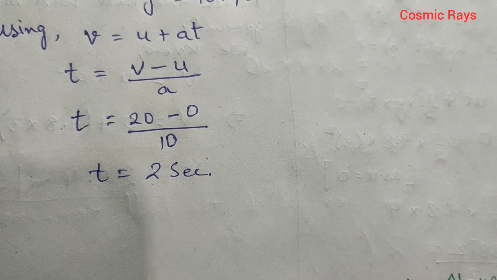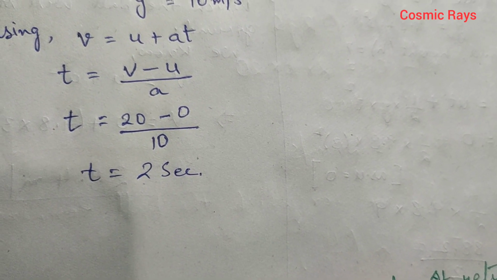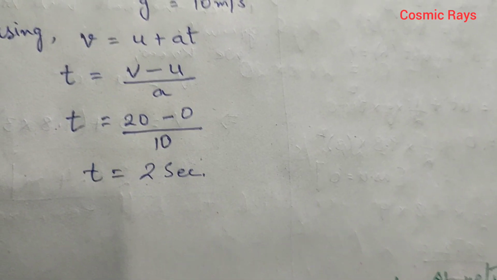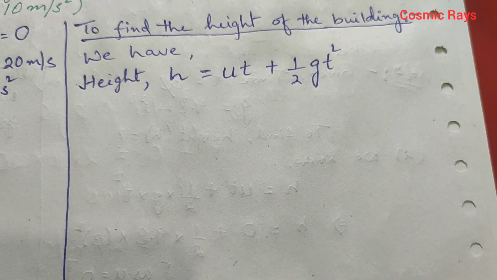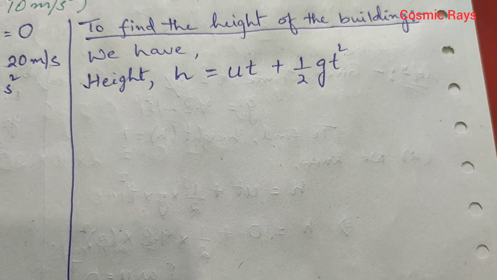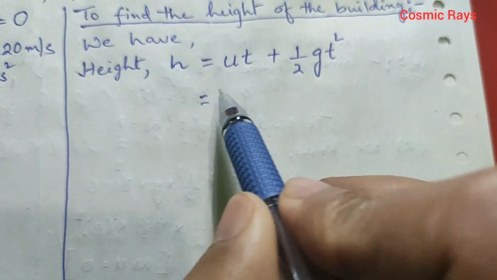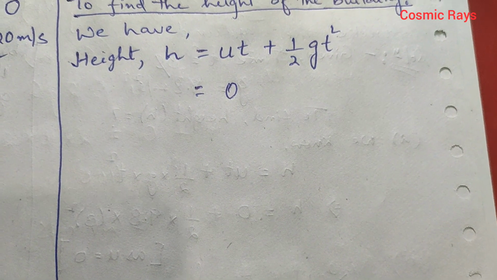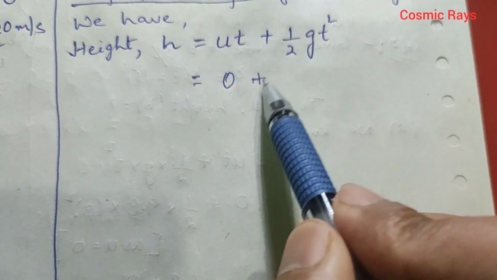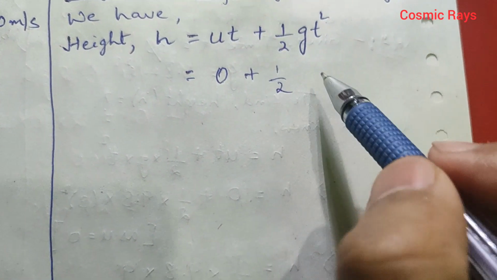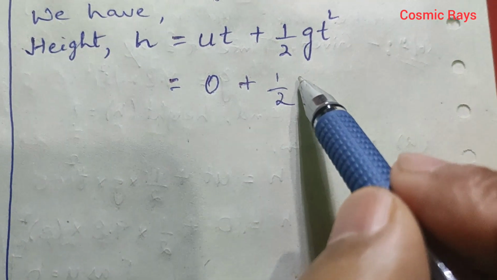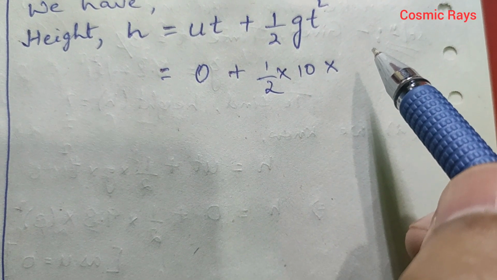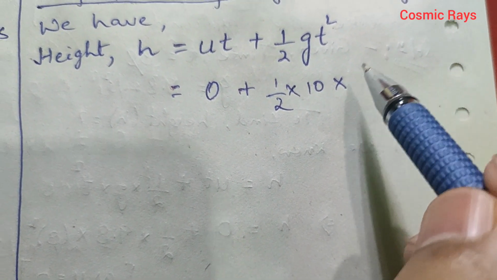Now to find the height of the building, we will be using the equation h equal to ut plus half gt square. So we have h is equal to ut plus half gt square. Now again, as the initial velocity was 0, the whole thing of ut becomes 0. Then we have half, acceleration due to gravity is given to be equal to 10, and time taken we have already calculated is 2 seconds. So we square it.